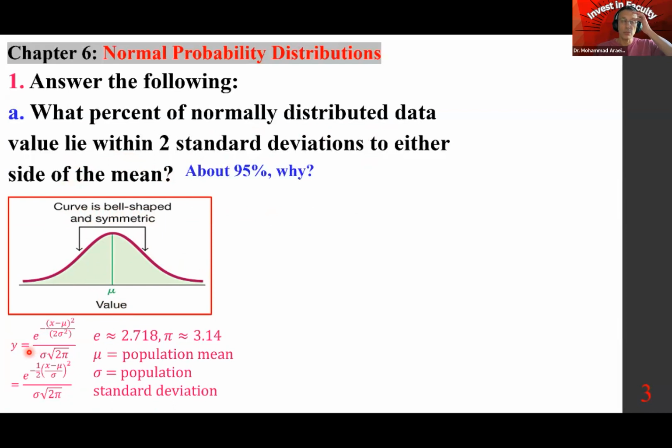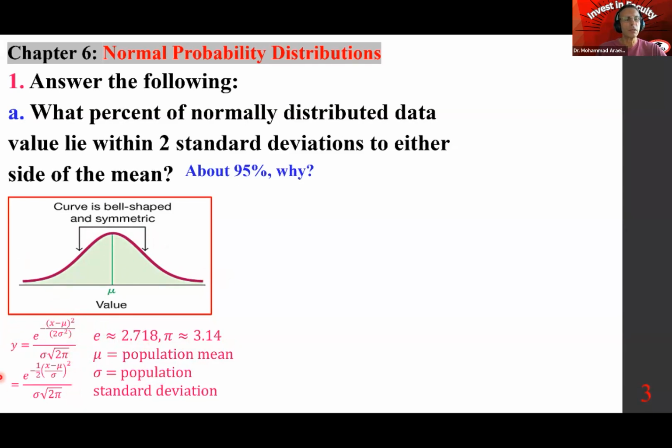The formula is pretty complicated. The function that represents this bell curve is e to the power of minus (x minus mu) squared over 2 sigma squared, all over sigma times the square root of 2 pi. This represents the normal curve, where e is 2.718, pi is roughly 3.14, mu is the population mean, and sigma is the population standard deviation.